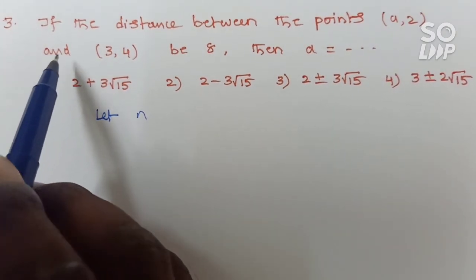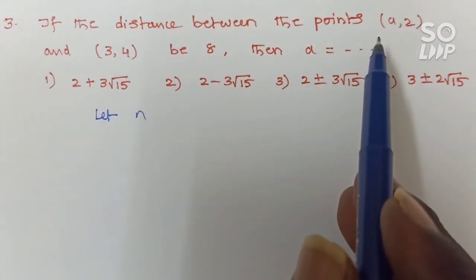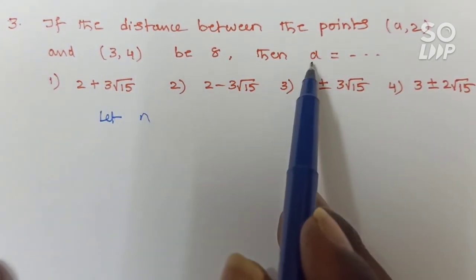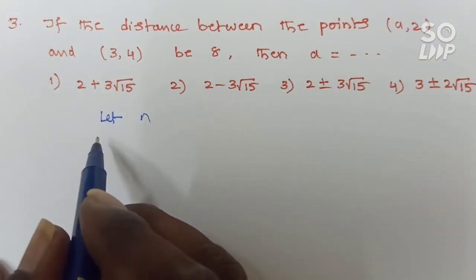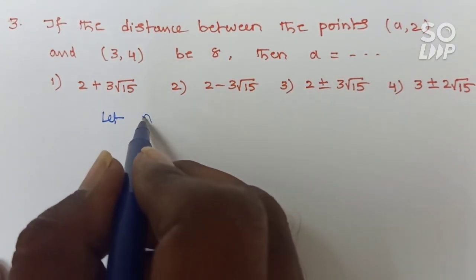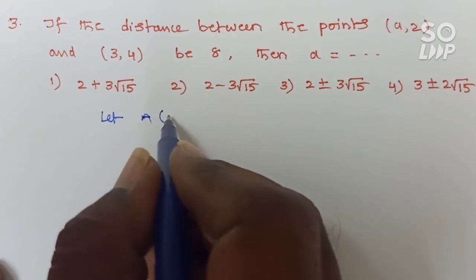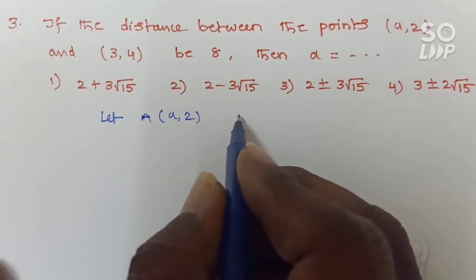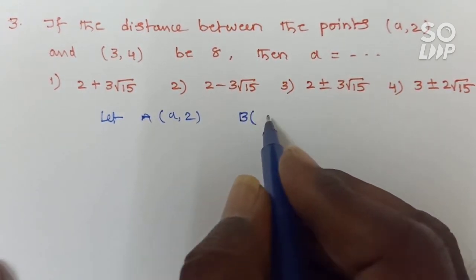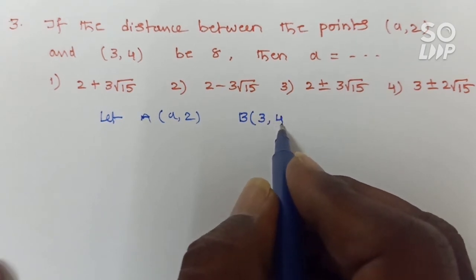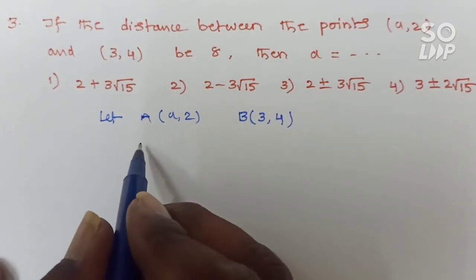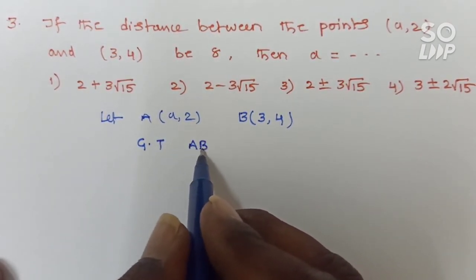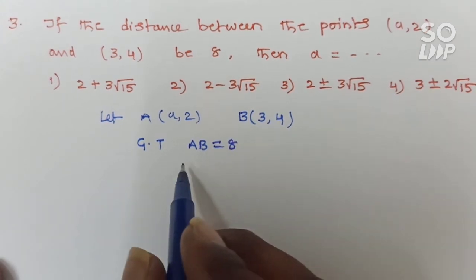See, in this problem, the distance between the points (a, 2) and (3, 4) is 8. Then what is the value of a? First of all, let the given points be: the first point capital A is (a, 2), and capital B is (3, 4). What is the given value? Given that AB is equal to 8.